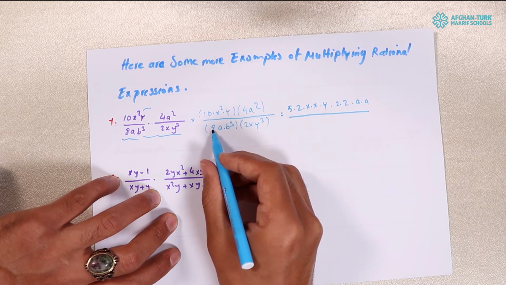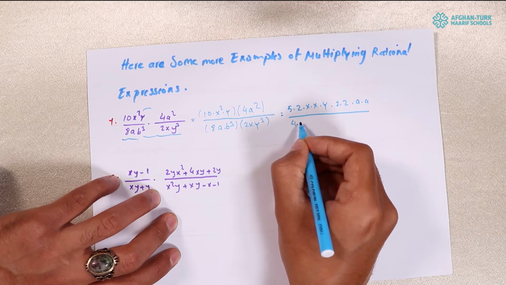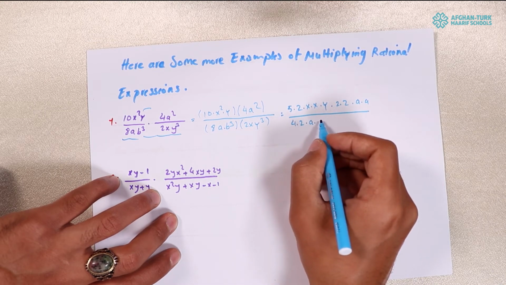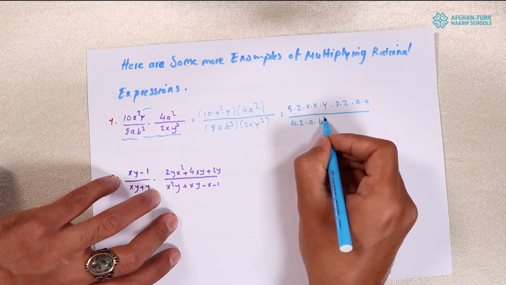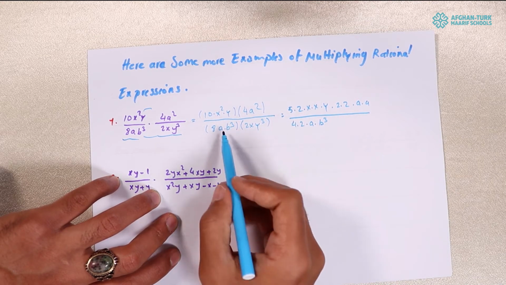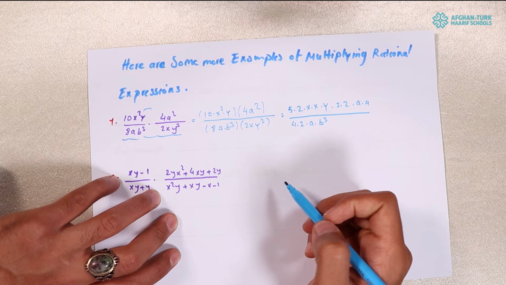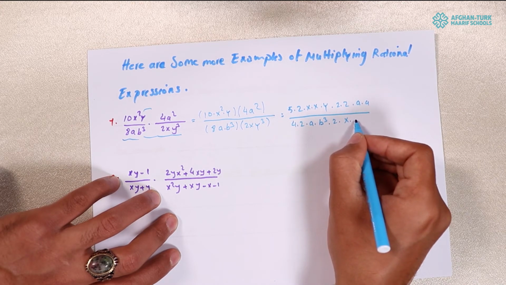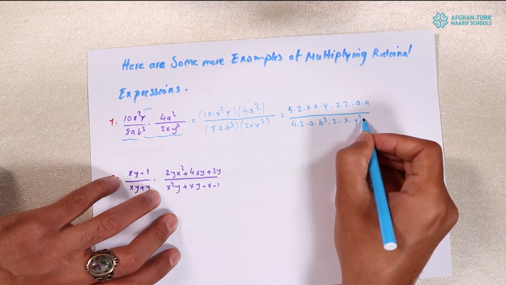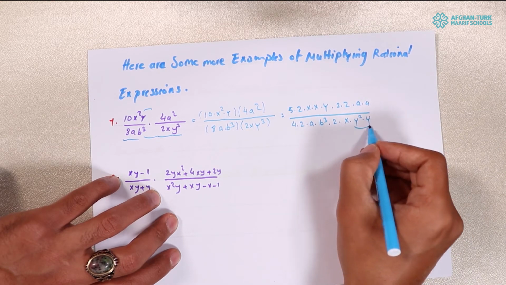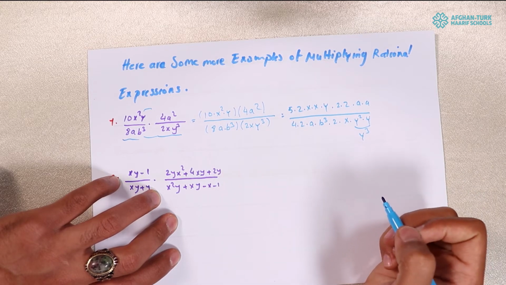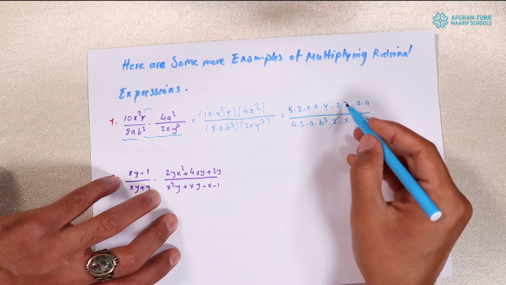At the denominator we have 8. Can we write it like 4 times 2 times a times what? b cubed. We are going to write it itself because we don't have any b at the numerator to cancel it. And also 2 times x times y to the power of 3. And here also we have y to the power of 3. We have to cancel them.